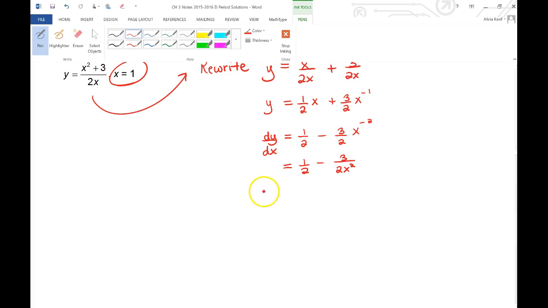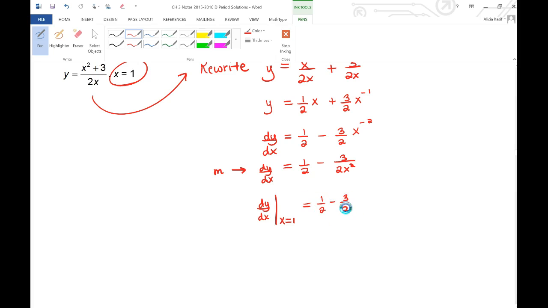So this is dy dx, which happens to be your slope, right? Derivatives are slope. So if I want to find the slope, I can find it now at any point, but I specifically want when x equals 1. So let's take dy dx and evaluate it at x equals 1. Remember that line just means evaluated at x equals 1. So what do we have? It'll end up being 1/2 minus 3/2.